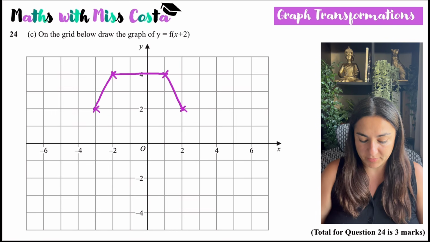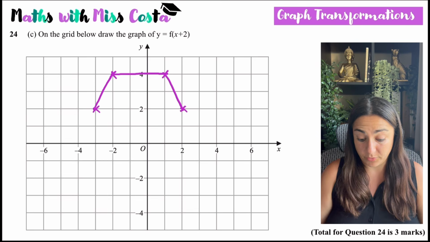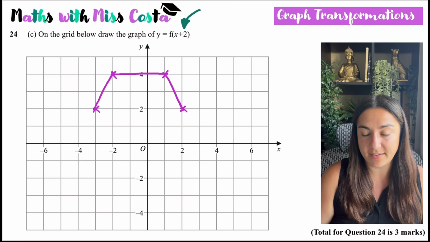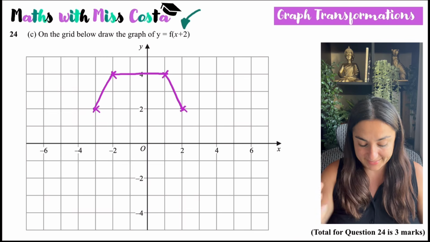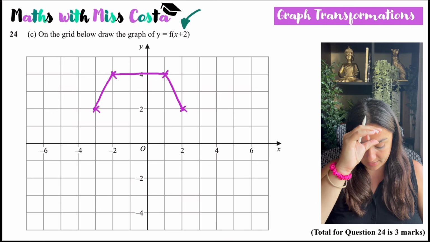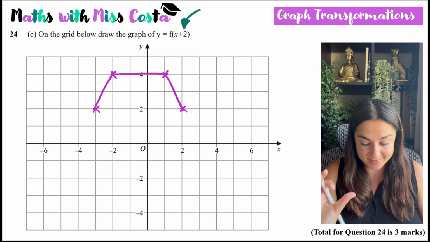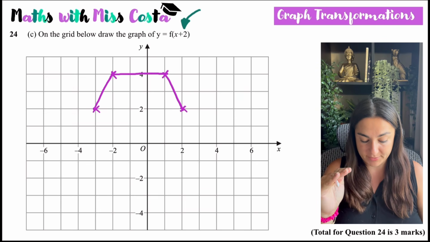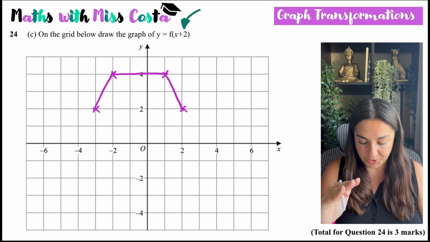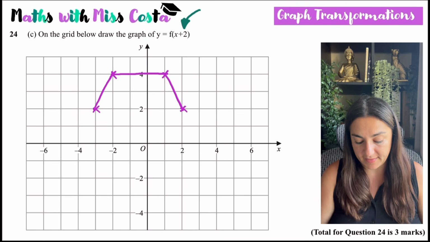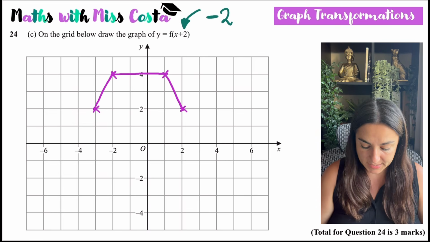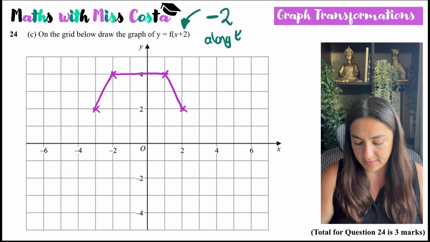And then the last part of the question, it says, on the grid below, draw the graph of y equals f of x plus 2. Once again, it's inside the brackets. So when it's inside the brackets, it's inside the function, we're dealing with the opposite of what it tells us to, and we're dealing with whether it's going to move left or right. So it tells us x plus 2, so I know I'm going to have to do the opposite. I'm going to have to go minus 2 along the x-axis.